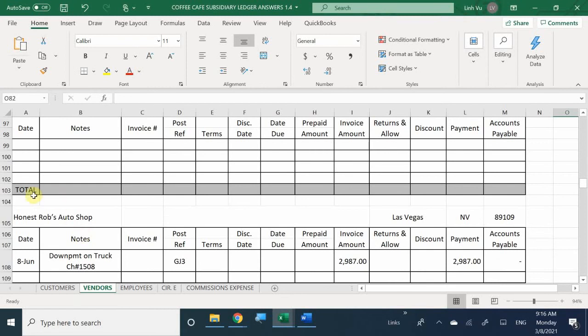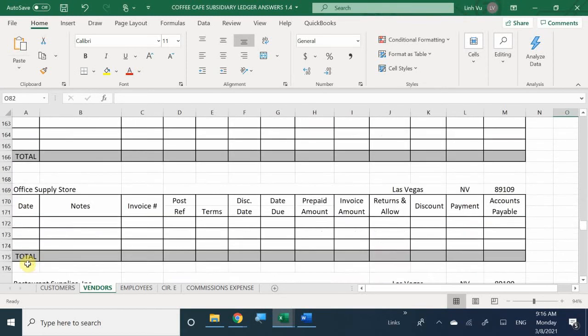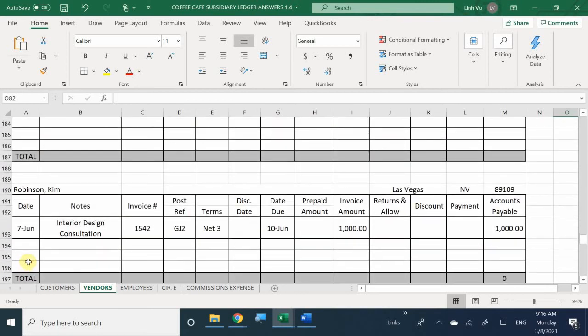Okay, but in this case, I'm just going to scroll down to Kim Robinson, or Robinson Kim, right? It's in order. And here it says that I owe them accordingly on the June 10th date. And I owe $1,000, okay? So where did I place this owing amount? Where is it located? Get the general journal too.